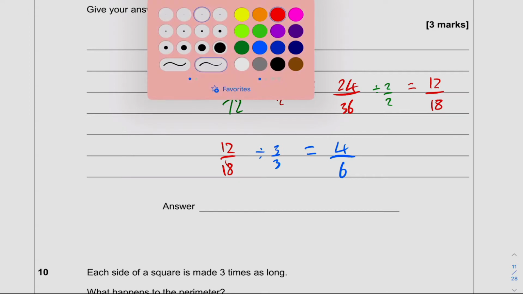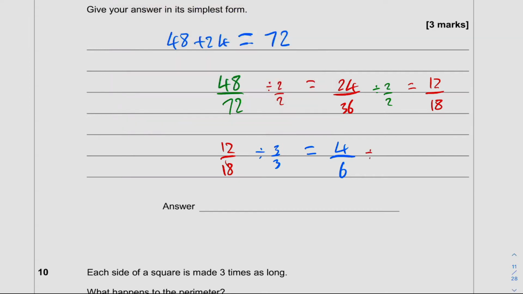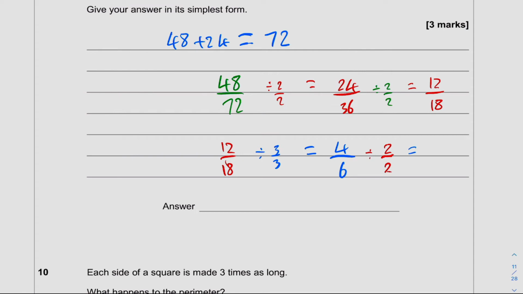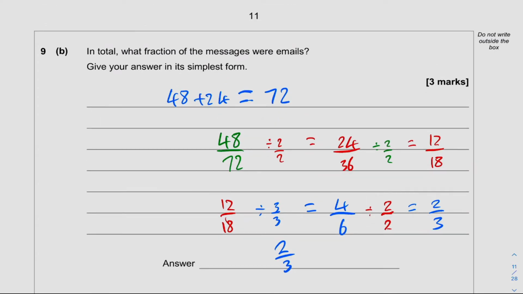And I know I've gone a very long way to solving this fraction, but if you're unsure of what the highest common factor is in the exam, you can just do it this way, starting with 2 and so on, and you will still get the same answer. So divide by 2 over 2 again, we are left with 2 over 3, so we can say that 2/3 of the messages received were emails.